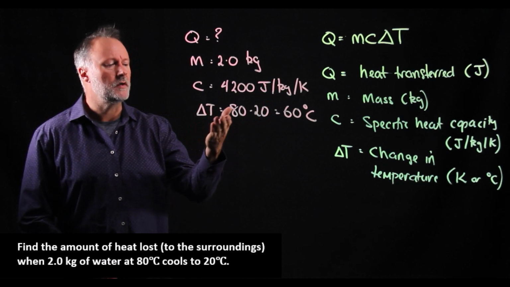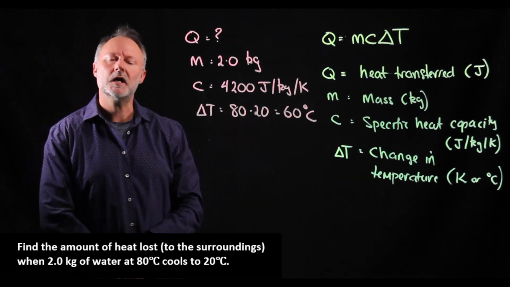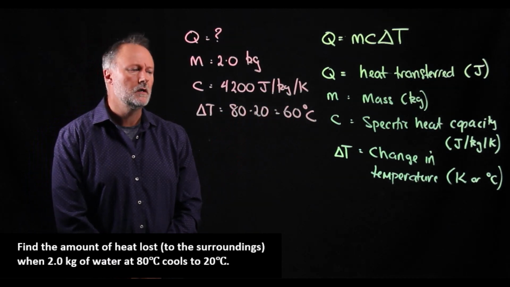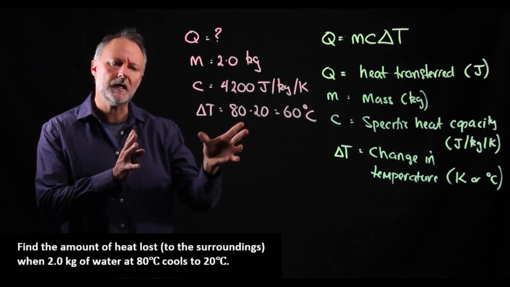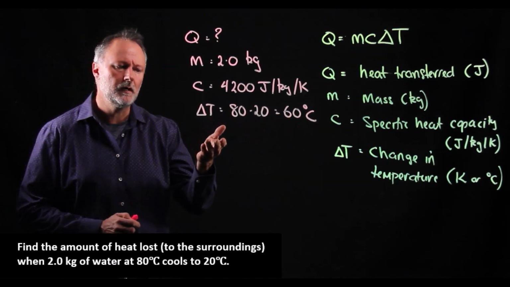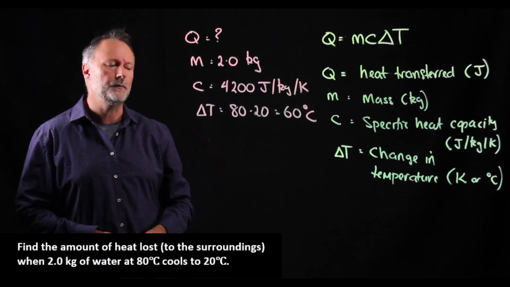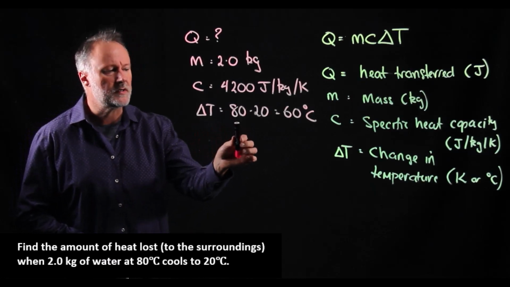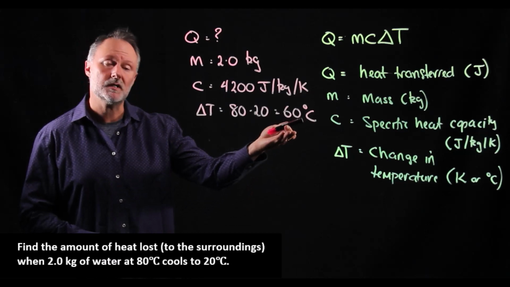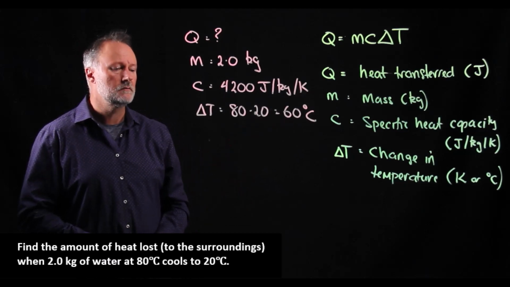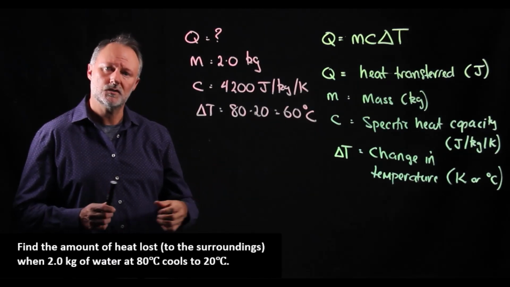And the change in temperature, it's dropped from 80 to 20, so it's got a change in temperature of 60 degrees Celsius. I'm not too worried about the positive or negative notation on the change in temperature, because in this example I want to know what heat has been lost or transferred to the environment. So I'm just going to use the highest temperature, take the lowest temperature, and change in temperature of 60 degrees Celsius. Let's place it into the equation and solve.